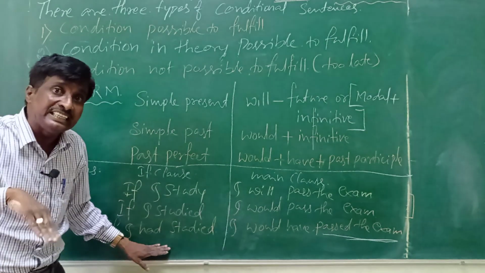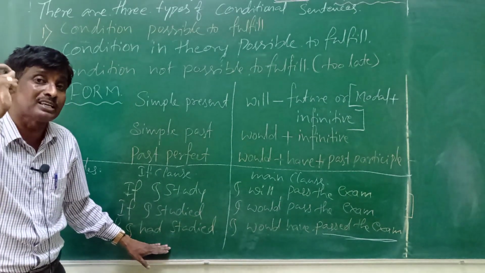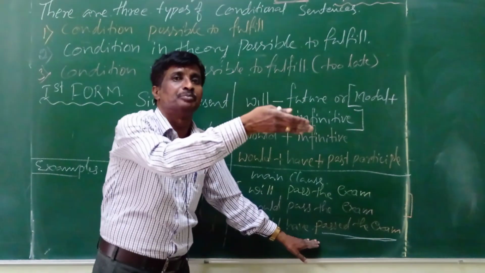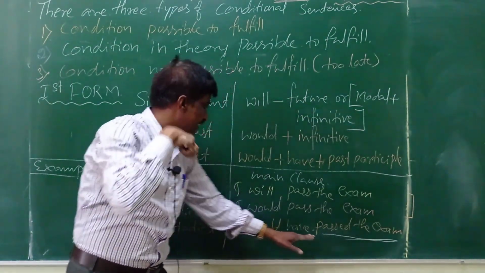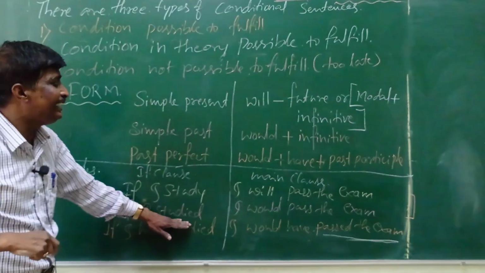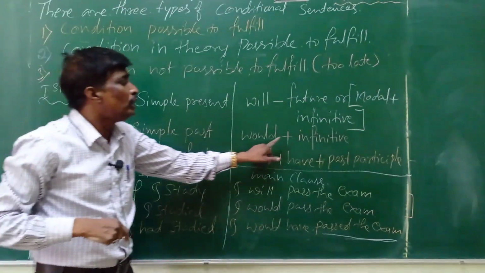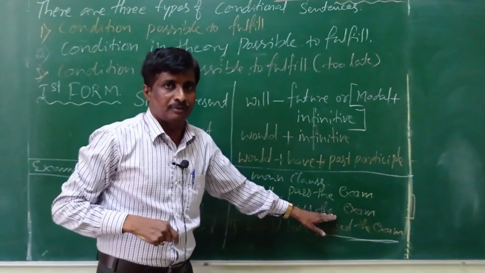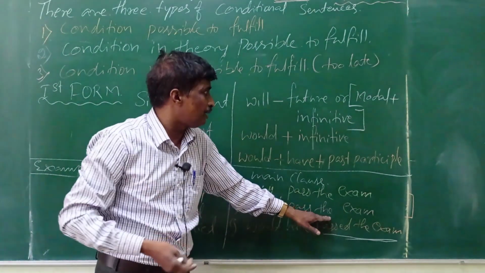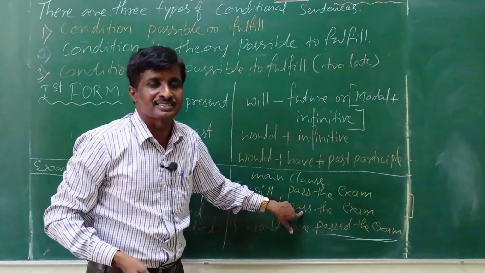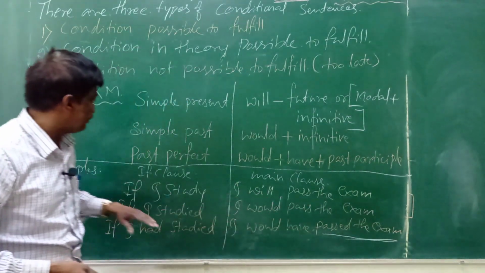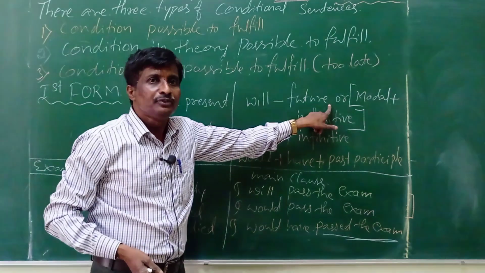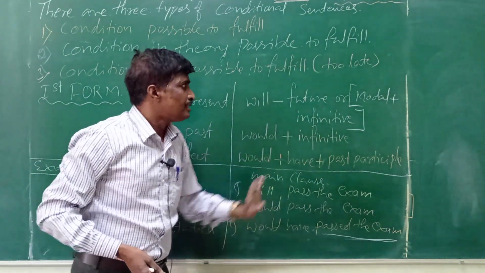If I had studied, see there, perfect one, past perfect one. If I had studied, I would have passed the exam. If I studied, would plus infinitive. If I studied, I would pass the exam. Would plus infinitive, pass. If I study, I will pass the exam. Will, future. Okay, see there.